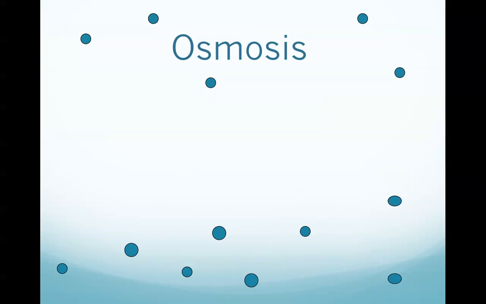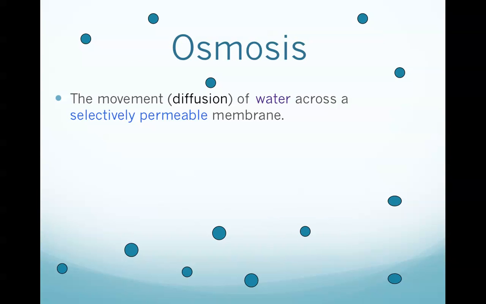And now we go into osmosis. And osmosis is a form of diffusion, but it is the movement of water across a selectively permeable membrane versus diffusion, which is the movement of any substance from a high to low concentration. Osmosis only deals with the movement of water. And of course, since it's a form of diffusion, the movement of water is from an area of high to low concentration.